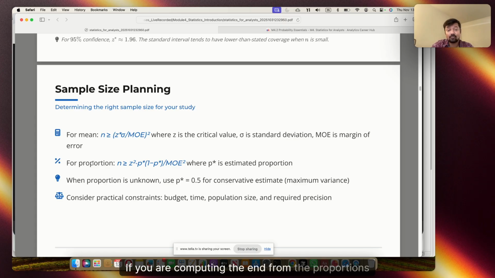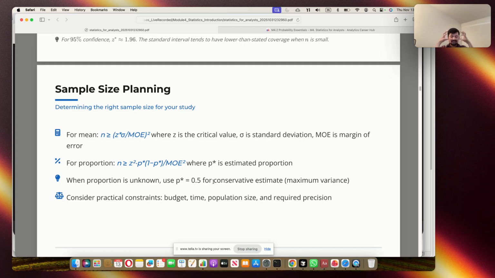If you are computing n from the proportions, the number of samples that should be considered in the study, then you can use this formula in which p is the estimated proportion. You have the estimated proportion and the margin of error, and you multiply the estimated proportion by 1 minus the estimated proportion. If the proportion is unknown, you can use p as 0.5. So it depends whether you are using the mean or the proportion to compute the samples, but the ultimate purpose is to select the sample set that you can use to make good predictions with a smaller proportion of expected errors in the end.